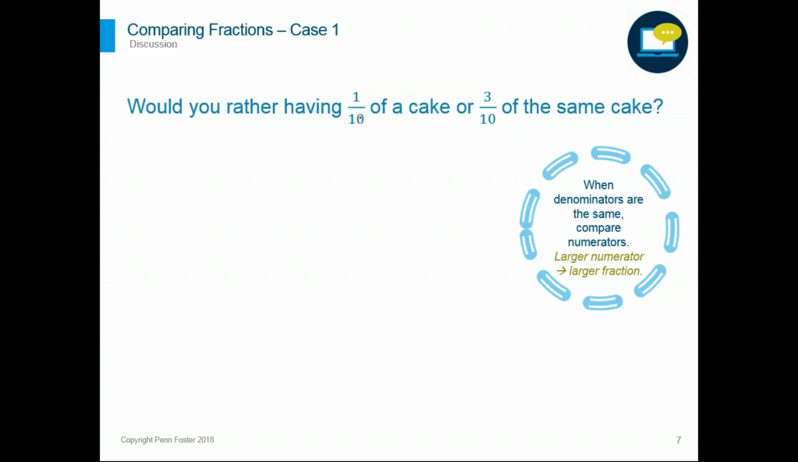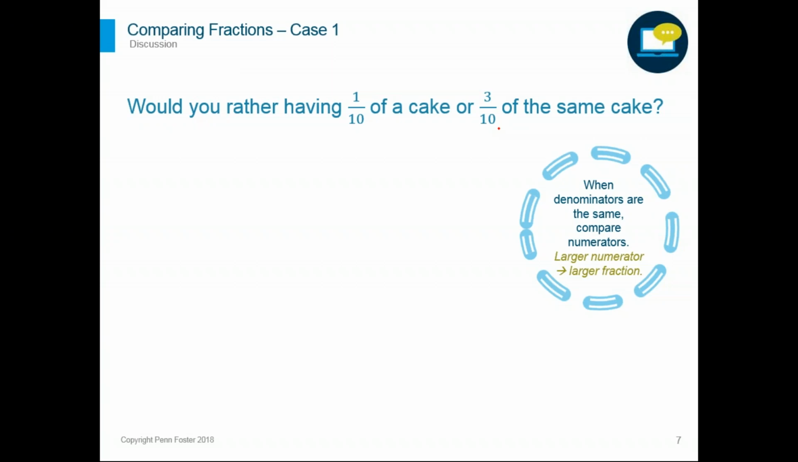Would you rather have 1/10 of a cake or 3/10 of the same cake? Let's assume that you want to have the larger portion. Which one are you going to pick for yourself, the 1/10 or 3/10? Even if you do not know fractions, it's just common sense to pick 3/10, because in our mind we have two cakes the same size. We cut each of them into 10 equal pieces, and in your mind you compare 1/10 or 3/10. So 3/10 would be the greater fraction.